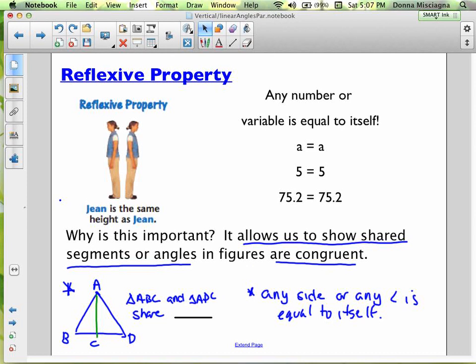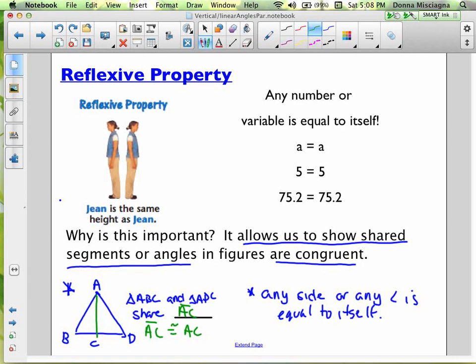So for instance, here we have a diagram, triangle ABC and triangle ADC, they share something. What they share is a side. They share side AC. So I could say that AC is congruent to AC. Right? And it's important because now I know something in both triangles is congruent. So I know I have a side in triangle ABC and a side in triangle ADC. That's congruent to itself, right? Or congruent to each other, right? And it happens to be that shared side.